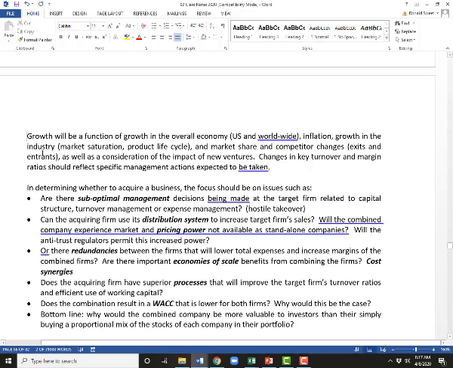We'll talk about growth a little bit later, but growth is going to have to do with how economies are growing, where the firm is in its product life cycle, getting market share from competitors, and so that's the value of the firm.